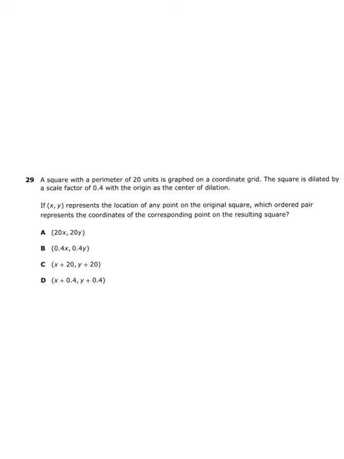29. A square with a perimeter of 20 units is graphed on a coordinate grid. The square is dilated by a scale factor of 0.4, with the origin at the center of dilation. If xy represents the location of any point on the original square, which ordered pair represents the coordinates of the corresponding point? So all of that information is not important, except scale factor is 0.4. And if scale factor is 0.4, you're going to multiply x and y by 0.4.